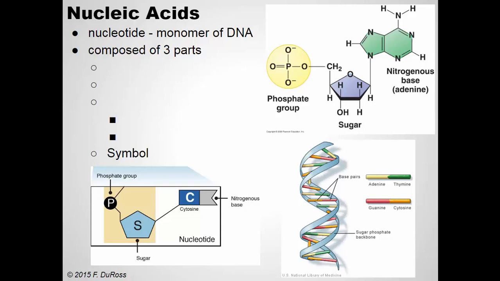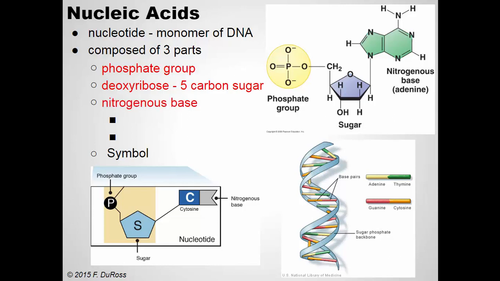A nucleotide has 3 parts to it. There's a sugar, there's a phosphate, and then there's a variable group we call the nitrogenous base. The sugar is a 5-carbon sugar, deoxyribose. We can recognize it here because of that ring shape. The phosphate group is a phosphorus atom bonded to oxygen. And then there's the nitrogenous base, which is attached to the sugar.